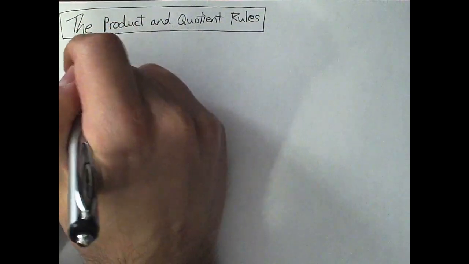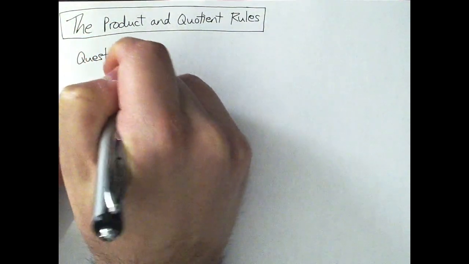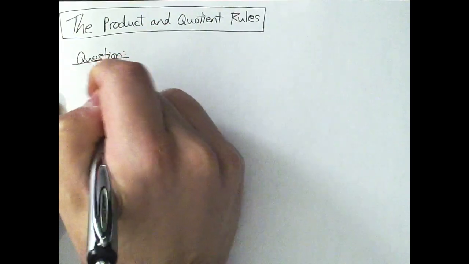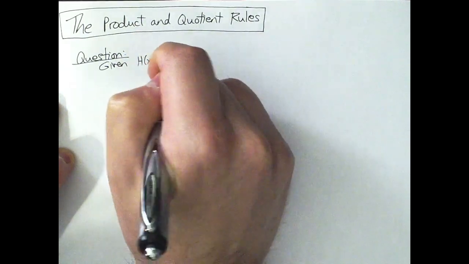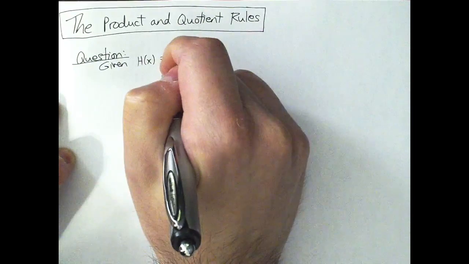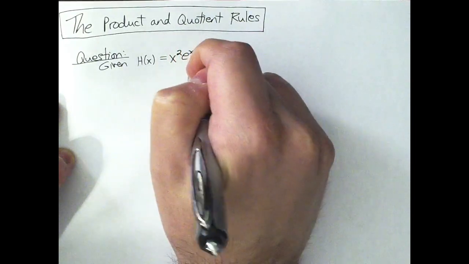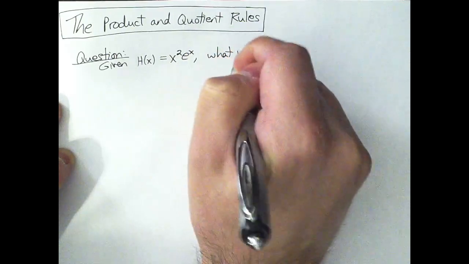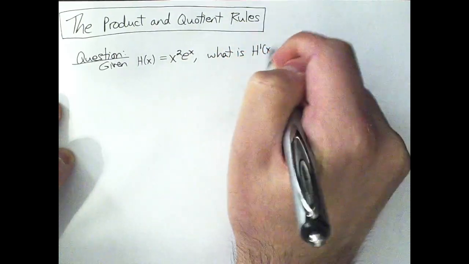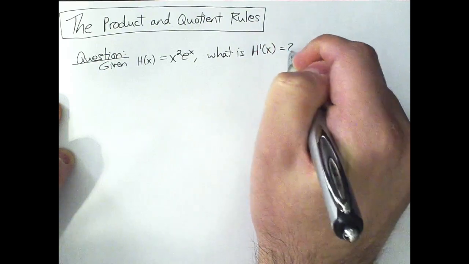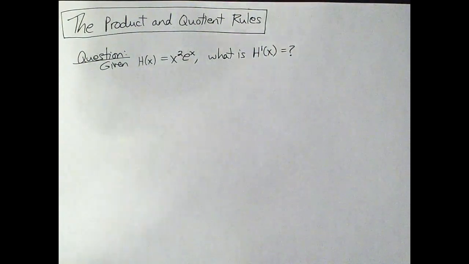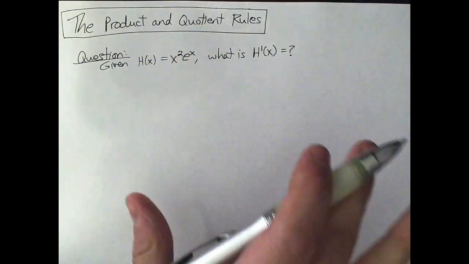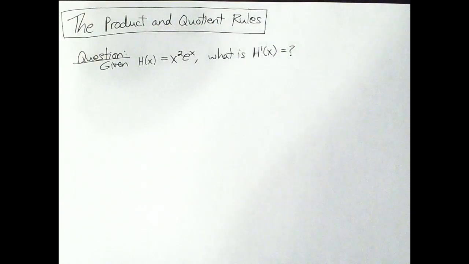So, question. What if we're given h of x, capital H of x equals x squared e to the x? What is h prime? What does h prime equal? And I guess the message that I want to get across is, first of all, just so you know, I'm not asking you to solve this problem right now. This is something we need to spend some time on.